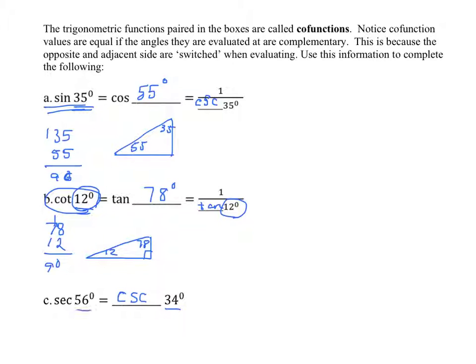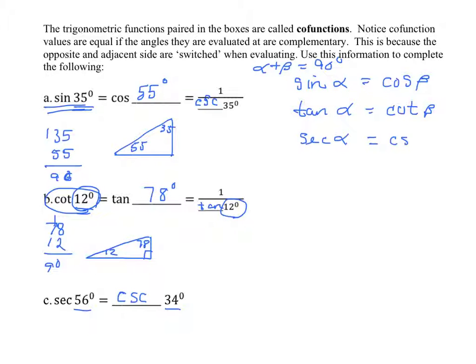So notice how these guys add up to 90 degrees, and then we get our cofunctions. Ready? Let's do cofunctions. The cofunction of the sine of alpha will equal the cosine of beta. And this is provided what? Alpha plus beta equals how many degrees? 90 degrees. The tangent of alpha will equal the cotangent of beta, provided alpha plus beta is equal to 90 degrees. And then the secant of alpha will equal the cosecant of beta, provided alpha plus beta is equal to 90 degrees. Is this exciting?